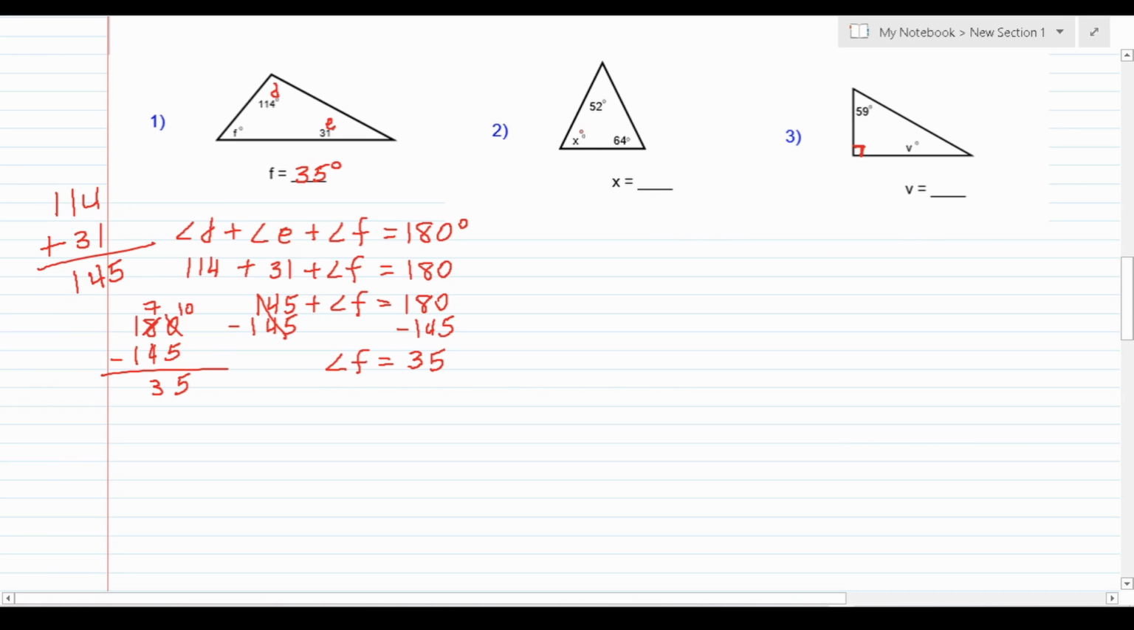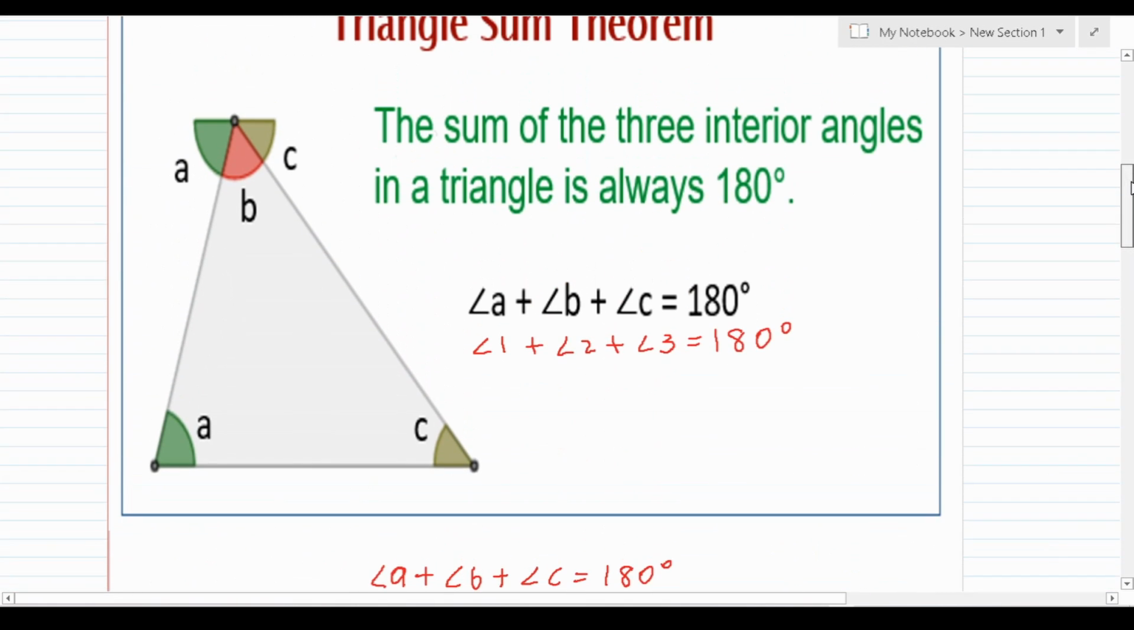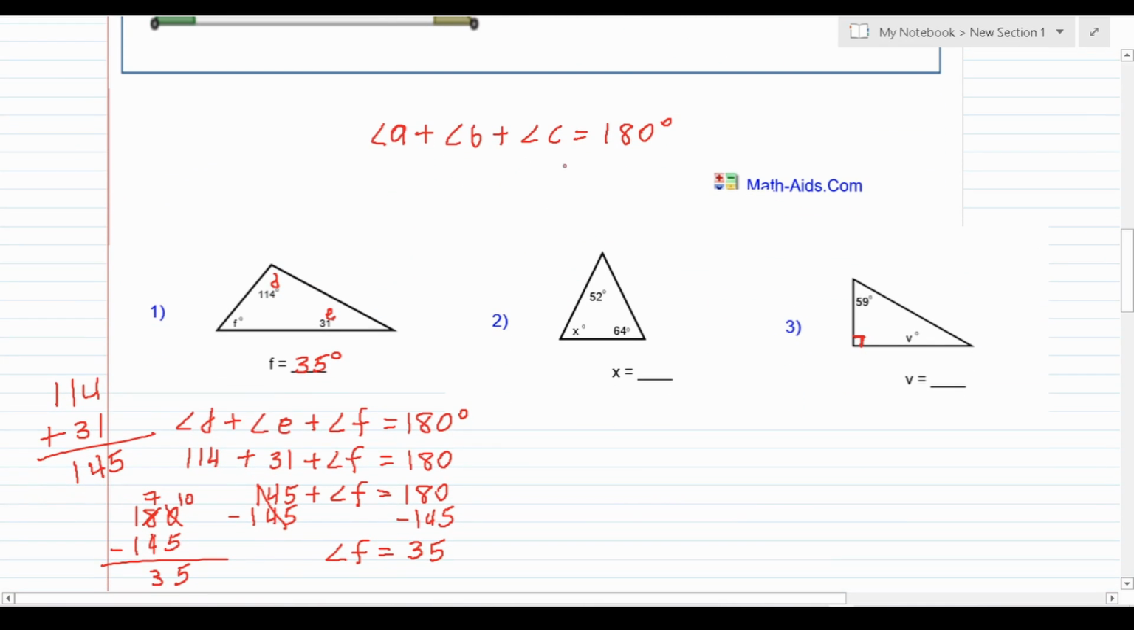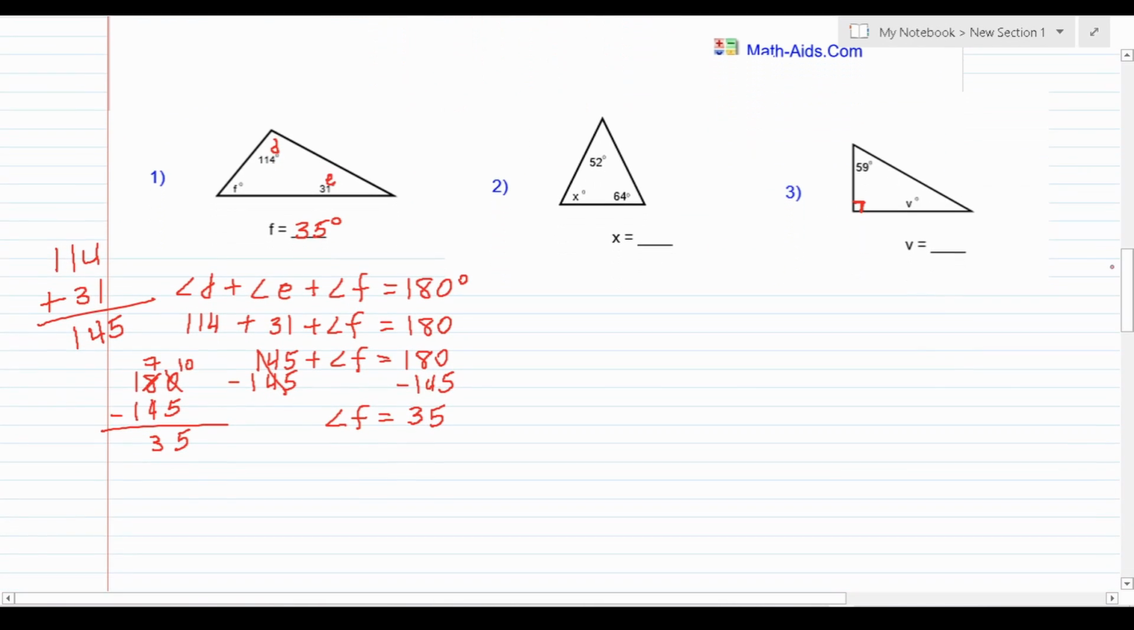So again, whereas the Triangle Sum Theorem says A plus B plus C equals 180 degrees, we can see that we have X. So in light of that, I'm going to go ahead and make this make sense to me. I'm going to write this as angle X plus angle Y plus angle Z equals 180 degrees. And again, this one's X. Let's call this Y, and let's call this one Z, just to make things easy.